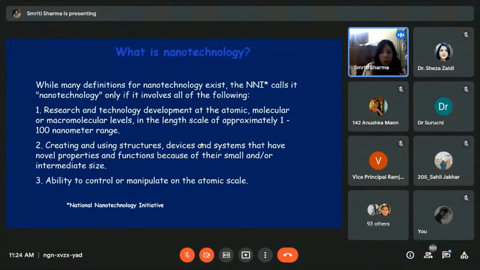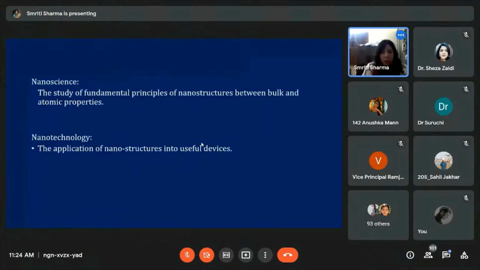So basically you should have the ability to control and manipulate on the atomic scale. Like any science or technology, nanoscience is the study of fundamental principles of nanostructures between bulk and atomic properties, and nanotechnology is the application of those principles. First you understand the principles, that would be nanoscience. For example, in third year, you have a paper also, so you're reading the text and internalizing the fundamentals. But when you apply those, that would be the technology. And I would be talking about the application part, the technological part.